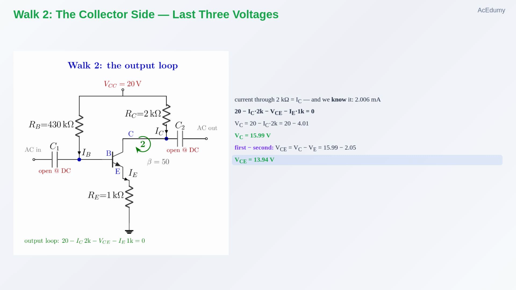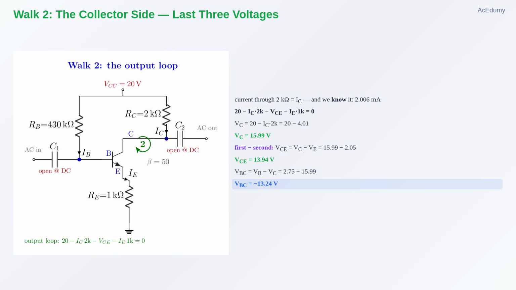Negative, and just like last time, that minus sign is good news. It means the base collector junction is reverse biased, and together with the forward biased base emitter junction, that is the signature of the active region. The transistor is amplifying, healthy.